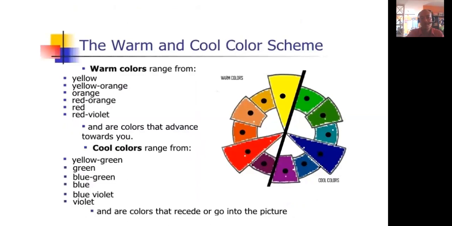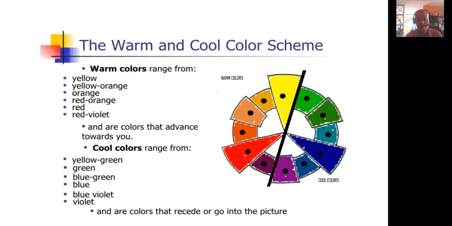Okay, so the warm and cool color scheme, which I have already discussed in the last lecture. So we say warm colors are related with the fire, right? So we have yellow, orange, red, orange, even red violet. So these are colors that advance towards you.